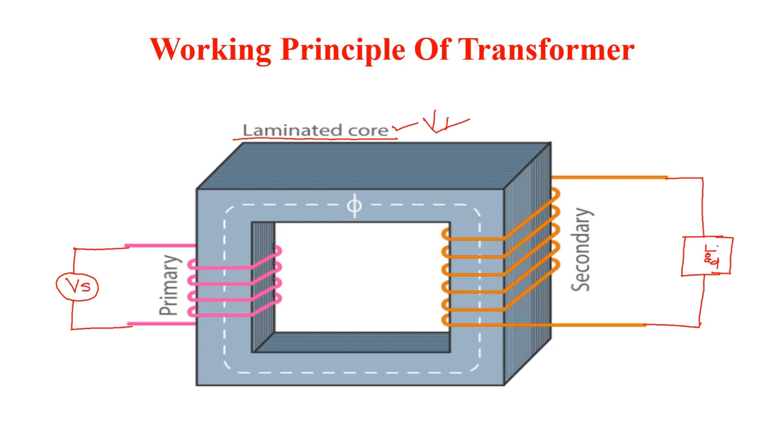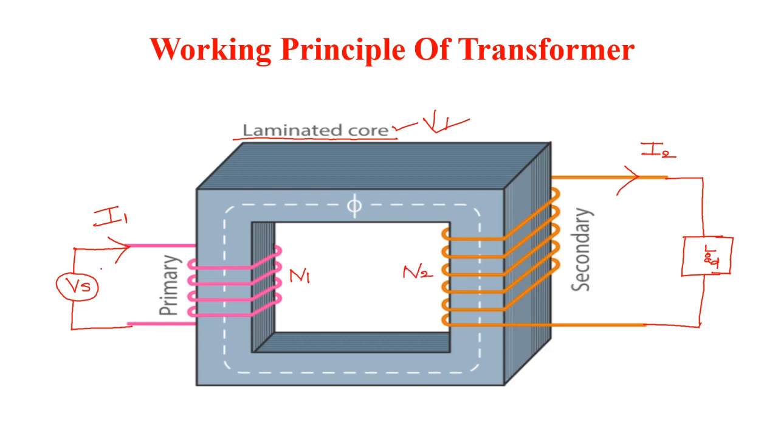Now, what is the working principle of a transformer? Now we need to discuss the actual working principle. Whenever we apply the alternating voltage across the primary winding, there is a flow of alternating current. For example, the current flowing in the primary winding is I1, and the current flowing in the secondary side I am naming I2. The number of turns of the primary winding is N1 and the number of turns of the secondary winding is N2.